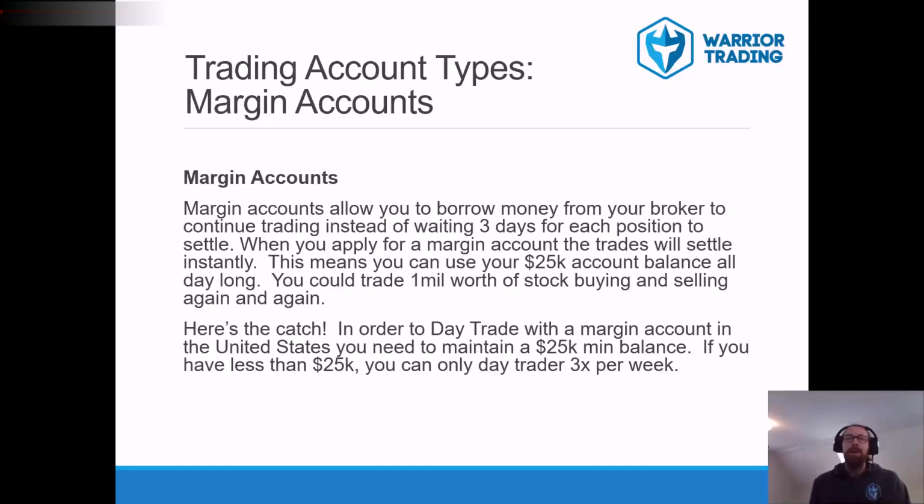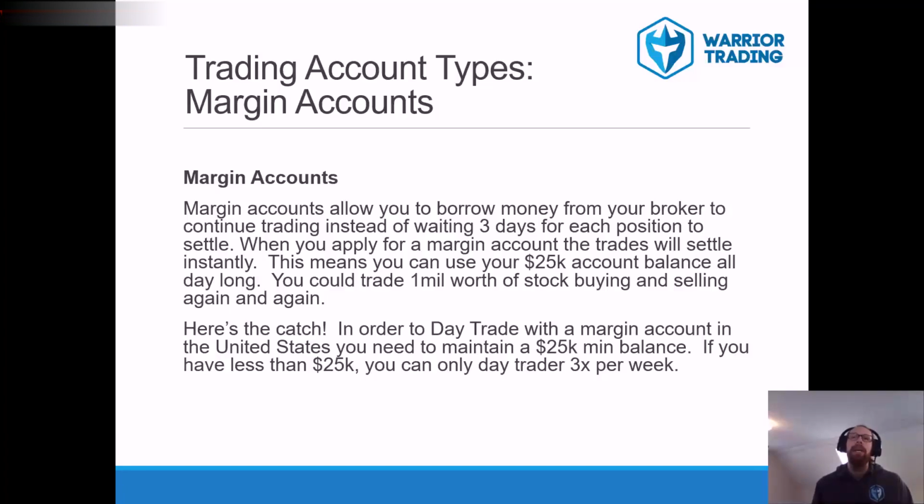So margin accounts give you 4 times leverage. That means with $25,000, you can day trade with 100 grand, which is one of the reasons a lot of traders get in trouble. They put in $25,000, $30,000, and all of a sudden they've got all this buying power. They've got more money than they have knowledge, and they make big mistakes.